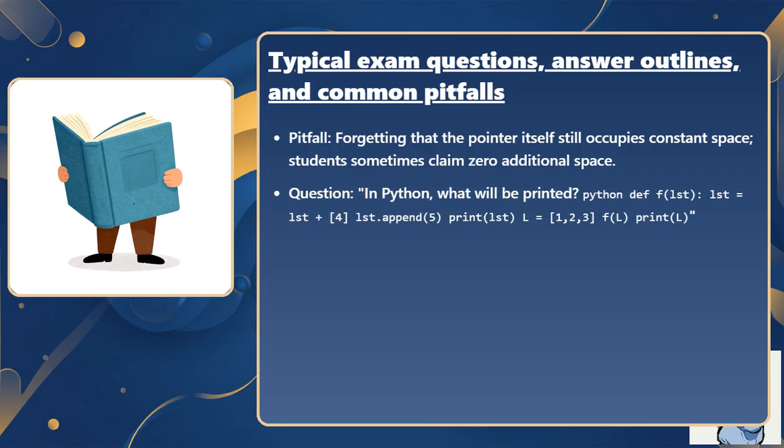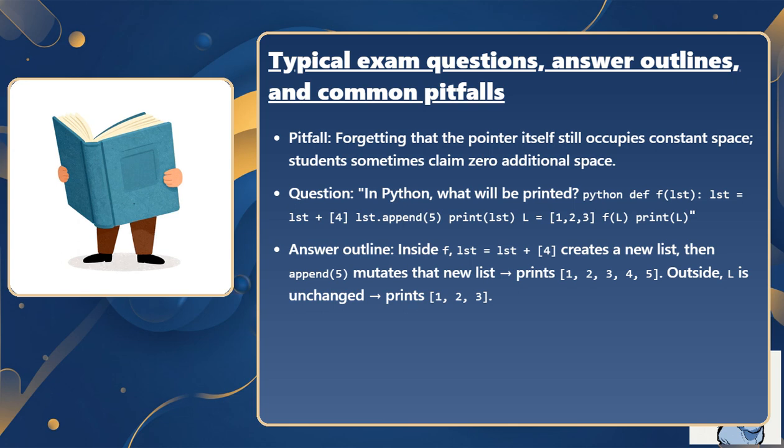In Python, what will be printed? Define function f with parameter lst. Inside, lst = lst + [4], then lst.append(5), then print lst. Then L = list(1, 2, 3). Call f with L, then print L. Inside f, lst = lst + [4] creates a new list, then appending 5 mutates that new list, so it prints 1, 2, 3, 4, 5. Outside, L is unchanged, so it prints 1, 2, 3. The pitfall: assuming that plus mutates the original list; it actually creates a new one.